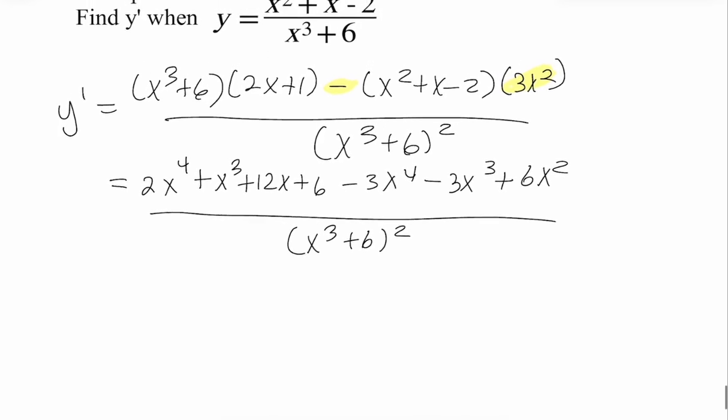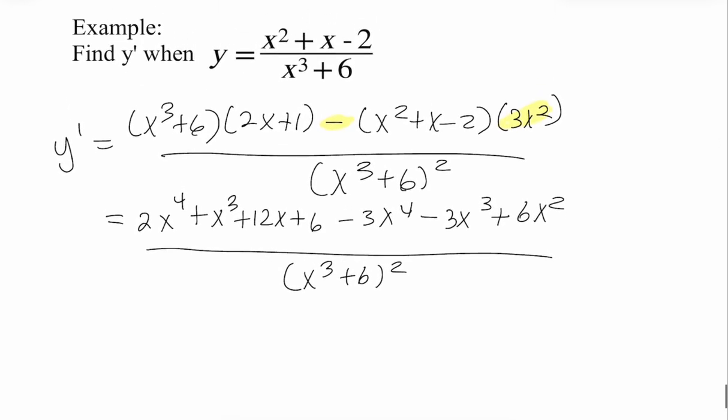On the top, there is probably going to be some stuff that cancels or combines. So we've got 2x to the fourth. We'll start with the highest and go to the lowest. Minus 3x to the fourth. That's minus x to the fourth.